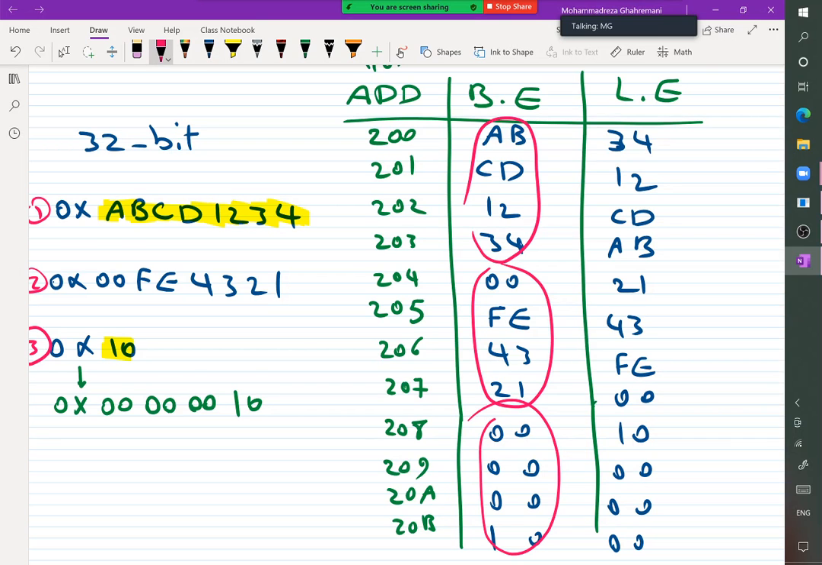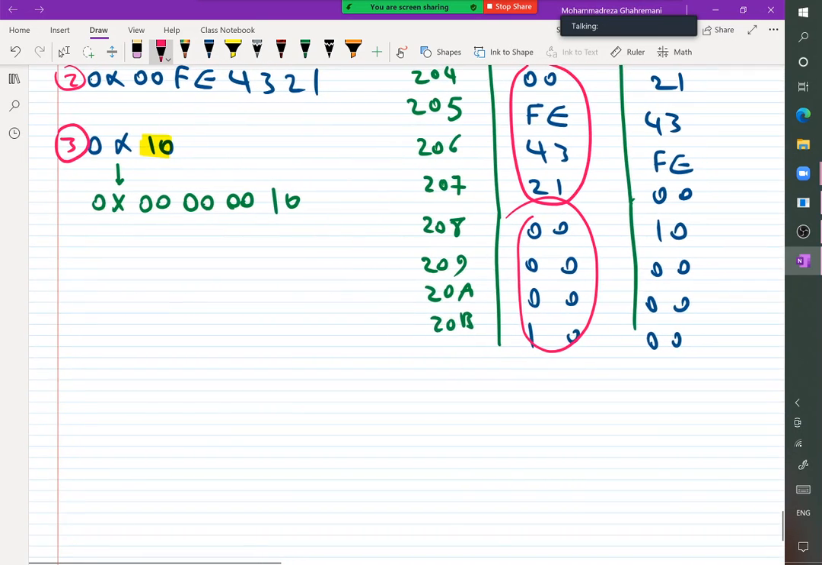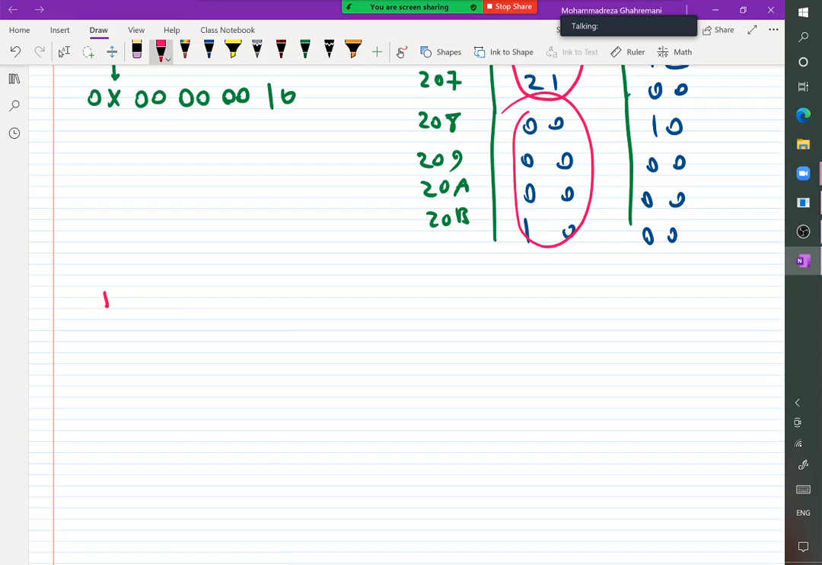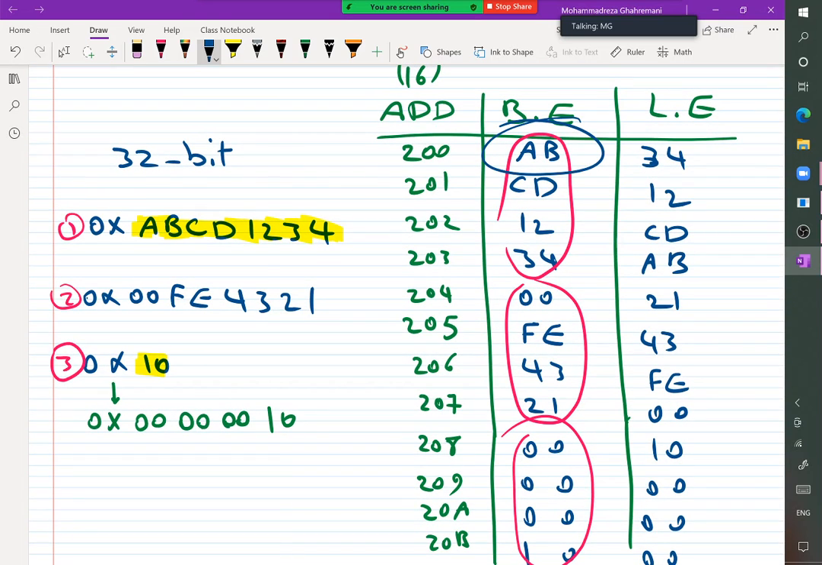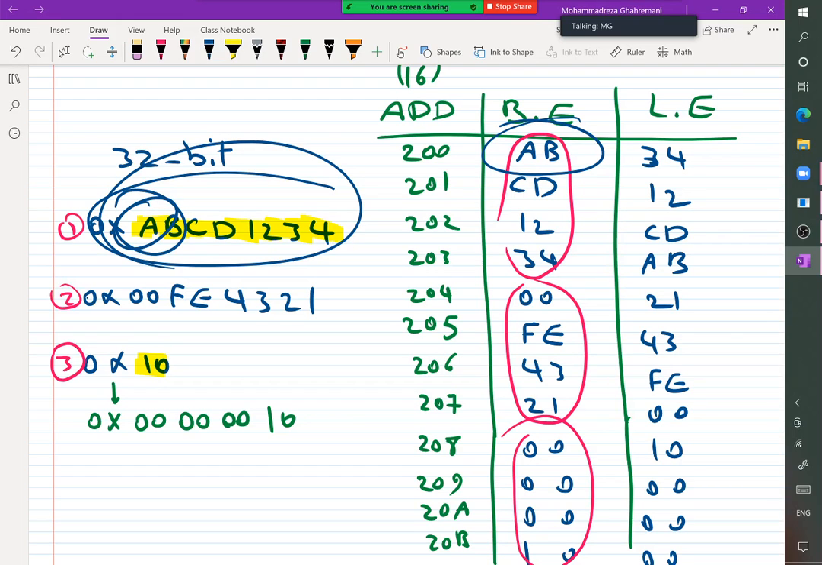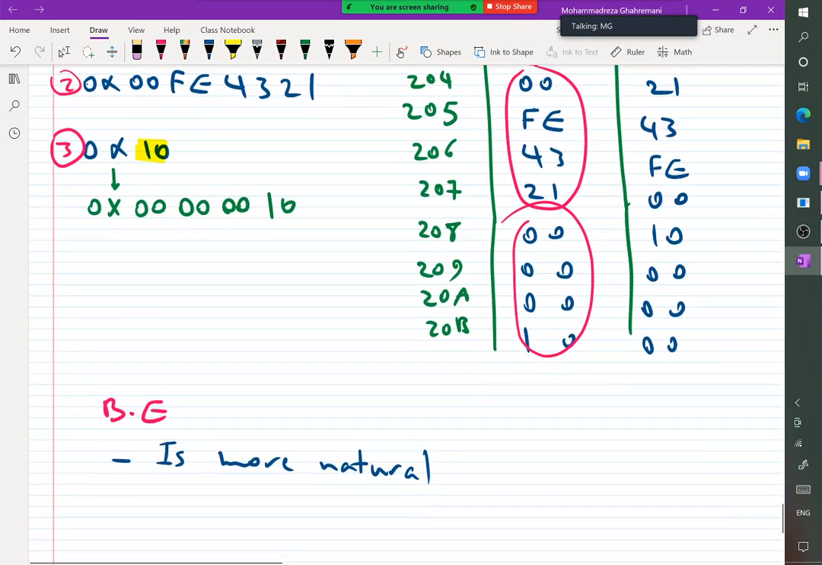So in Big Endian, first of all, the number looks more natural, because in our natural language, we first read or write the most significant byte. For example, when I want to write this number, first I will start to write the most significant byte. Okay, it's most natural.